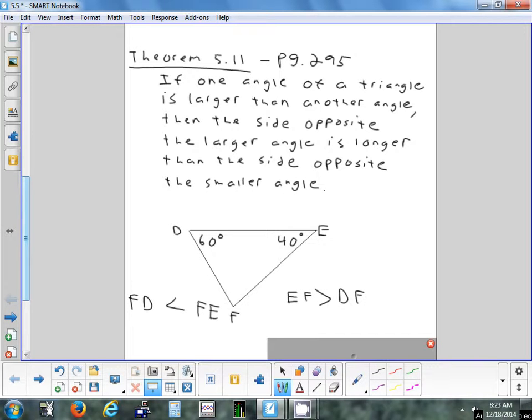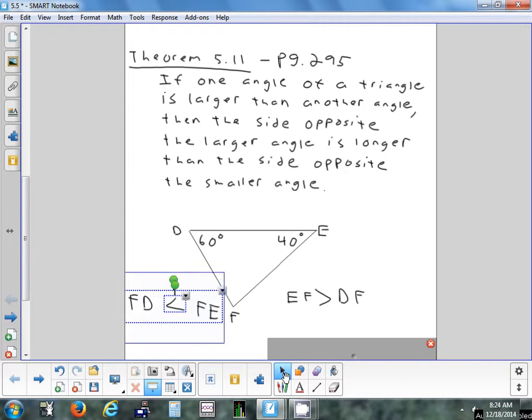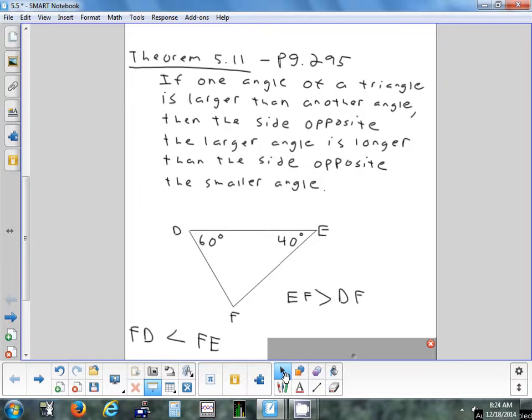Is it okay to write it the way I did on the other side? Is that the same thing? Yeah, I switched the order of the letters. I said EF, which is FE, is greater than DF, which is FD. These mean the same thing. They're just written differently. But it's good to be able to recognize the same statement written different ways. Any question on that?